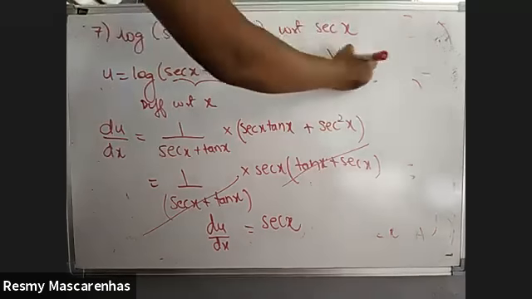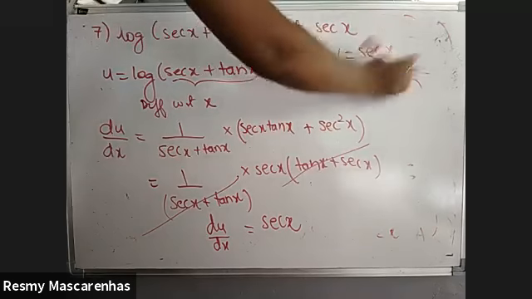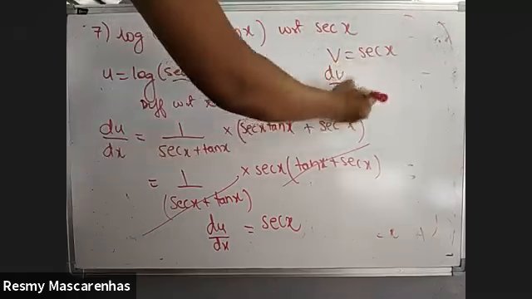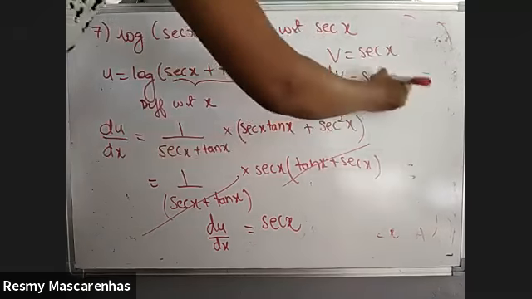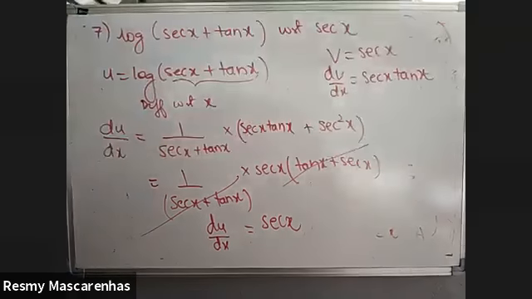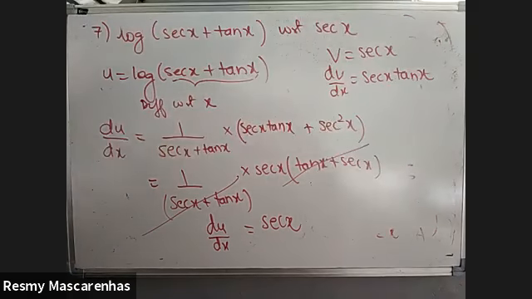So v will be sec x. So dv upon dx. Derivative of sec x is sec x tan x. And now divide both the answers. The answer you'll get is 1 upon tan x, which you can write as cot x.